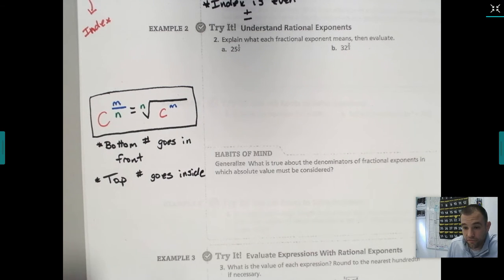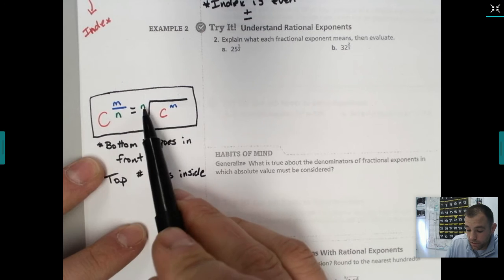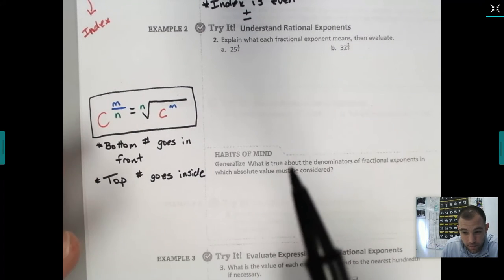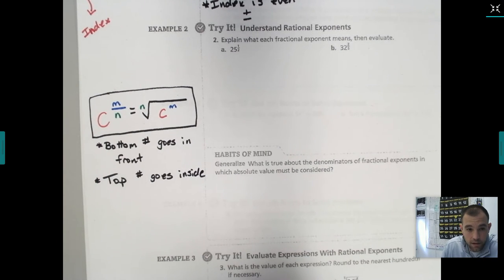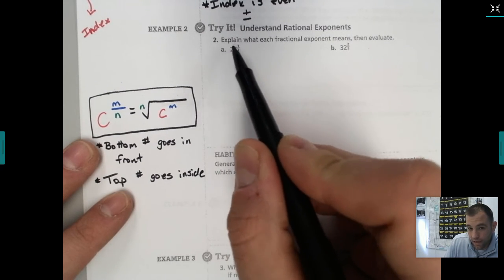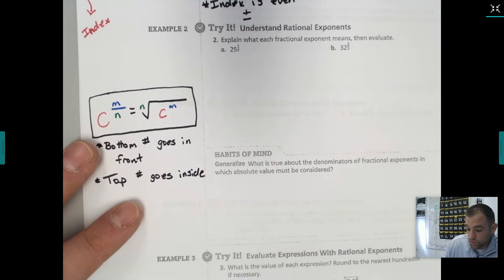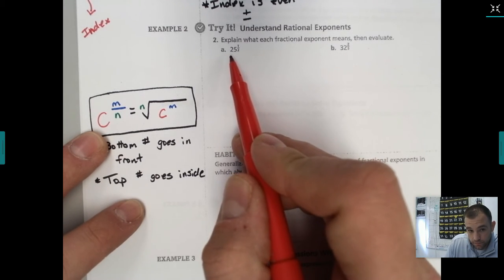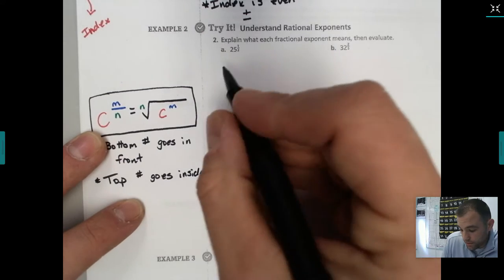All right, so we can rewrite a fraction exponent as a radical pretty easily. Top number goes inside, bottom number goes outside. That's the way I've always remembered it. Bottom number outside, top number inside. So let's say I wanted to rewrite this one, 25 to the 1/2 power. 25 is my C, right? 25 is in the same place as C.